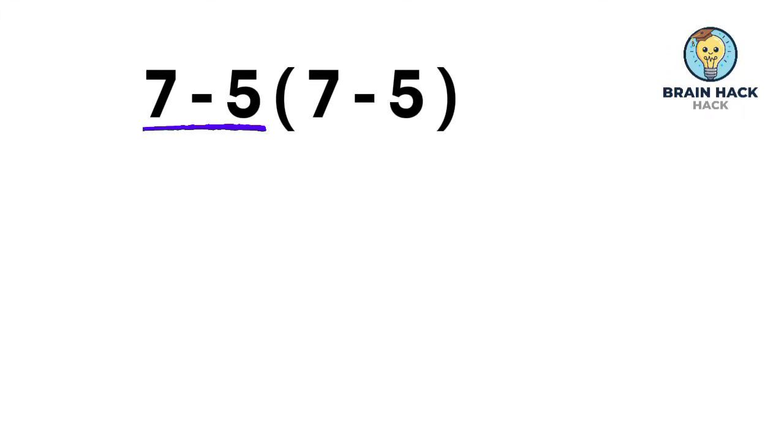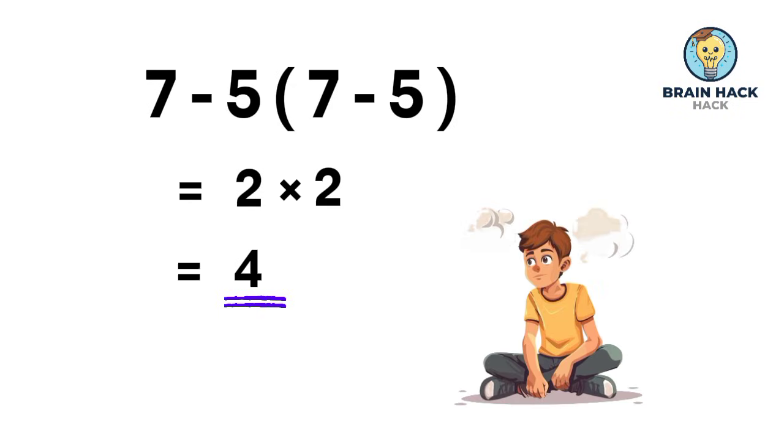7 minus 5 gives us 2. And again, inside the parenthesis, we also have 7 minus 5, so that becomes another 2. Now it looks super easy. 2 times 2 equals 4.